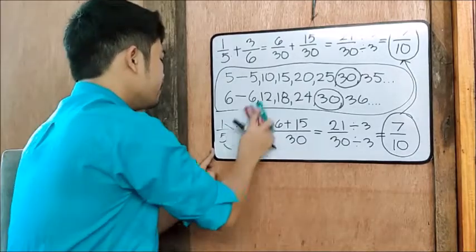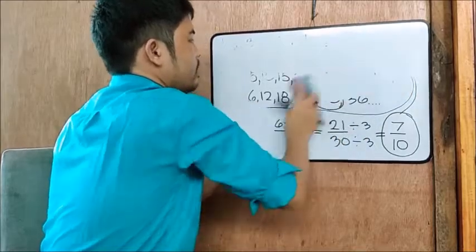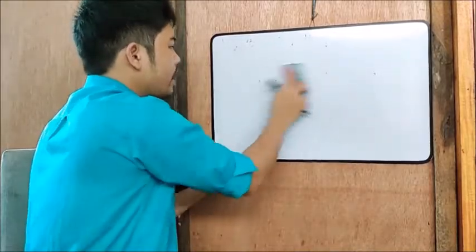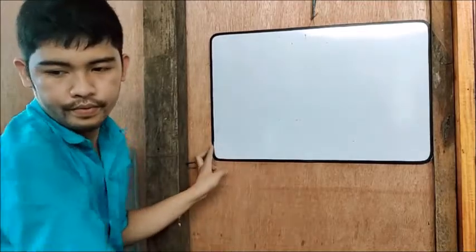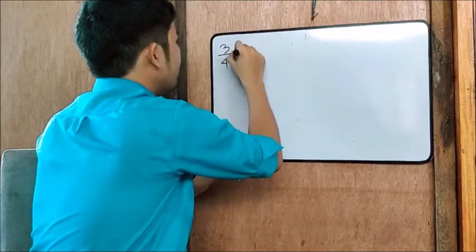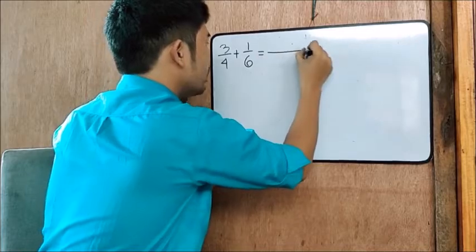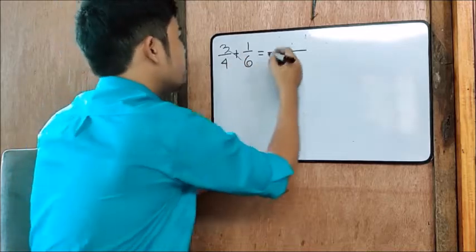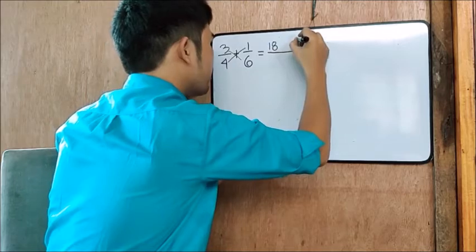Okay, our next example. Let us have more examples on adding fractions without finding the LCD. Three-fourths plus 1 over 6. Okay, so the method, cross multiply. 3 times 6 is equal to 18. 4 times 1 is equal to 4.